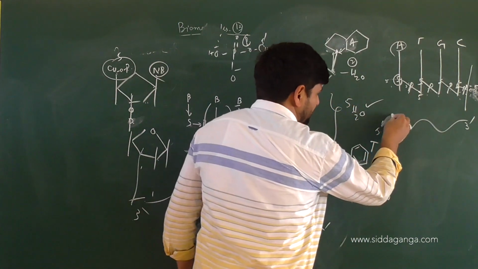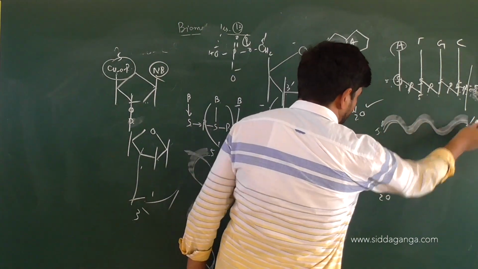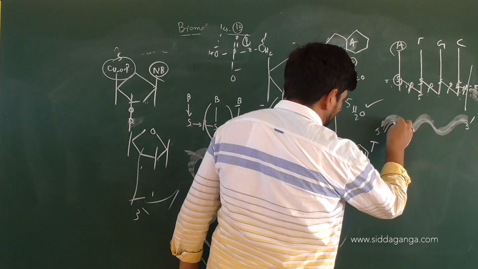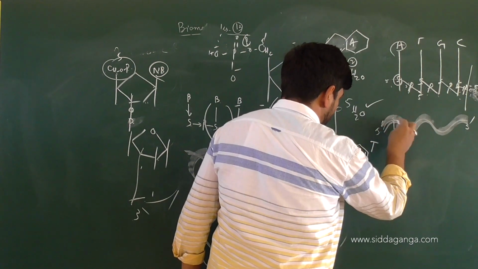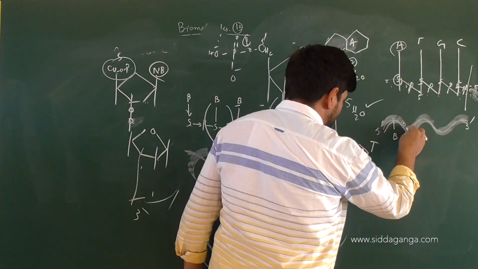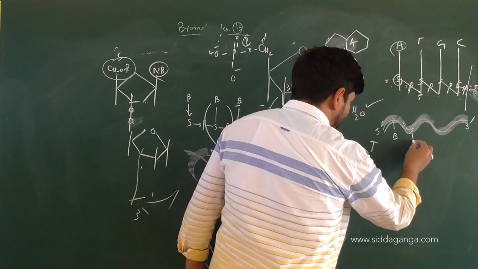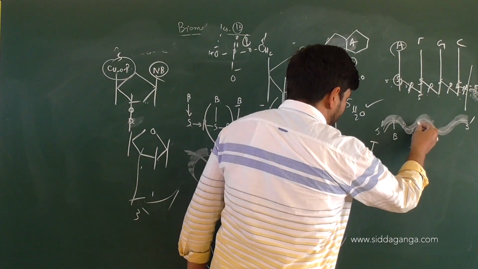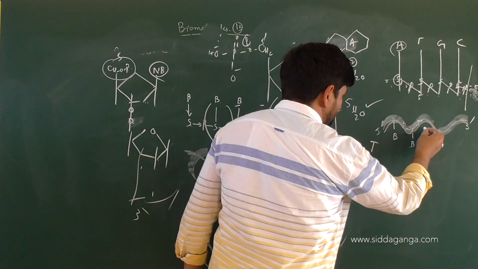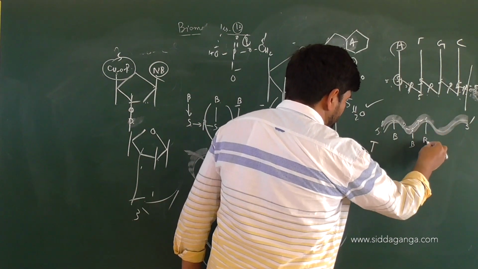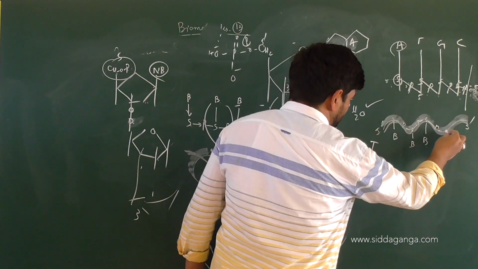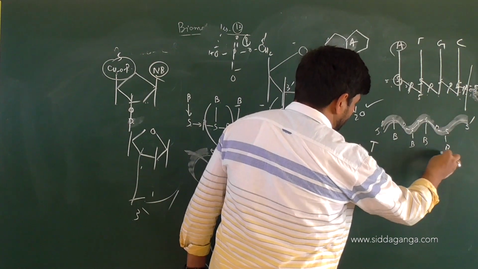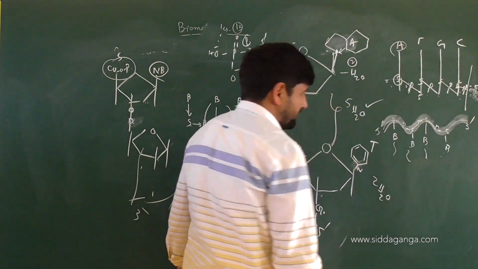And what is this backbone made up of? Tell me. From this backbone, what is projected out? Base. Base comes out from sugar. Sugar is attached via phosphorus to the next sugar. What will come out? Base. Via phosphate it is attached to what? Another sugar. What will come out? Base. Correct or not? Then attach it by phosphate to another sugar. What will come out? Base. So the bases will be projected outwards.